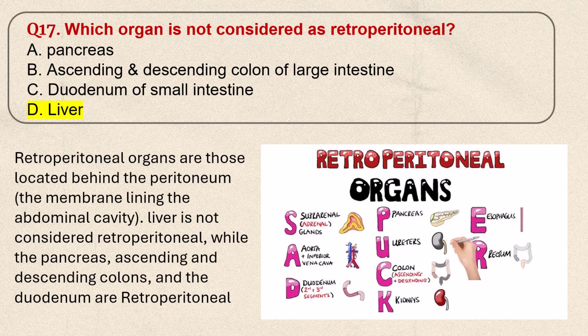So here you can see the retroperitoneal organs list. Those are suprarenal gland, aorta, duodenum, pancreas, uterus, colon, kidney, esophagus, and rectum.